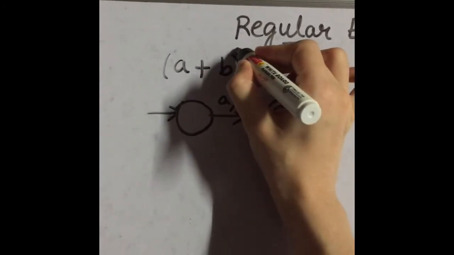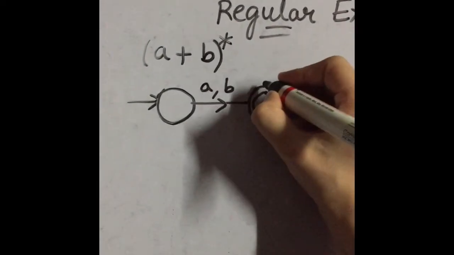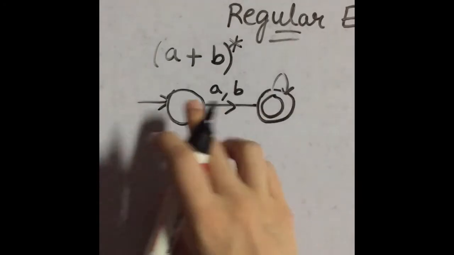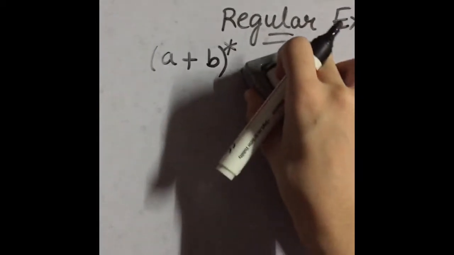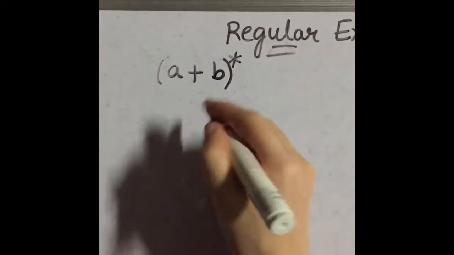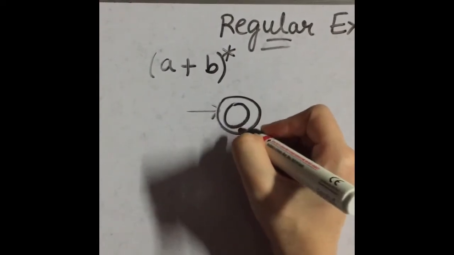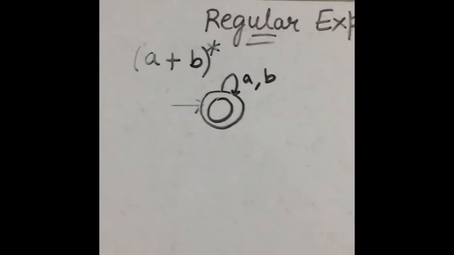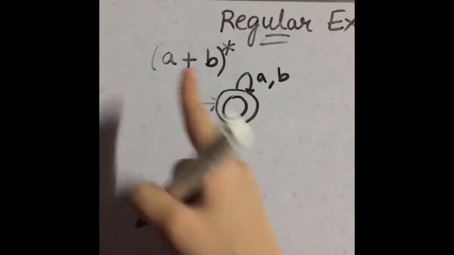And if the regular expression contains a star, it means zero and so on, basically whole numbers. If it is a plus b whole star, then it means everything. If you have two inputs a and b, and it is a plus b whole star, then it accepts null also and any number of a or b. So this is the automata of this language.